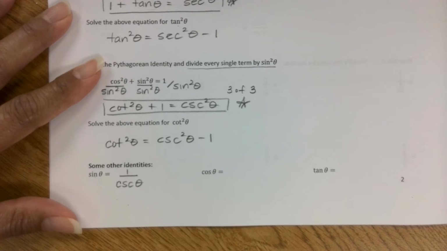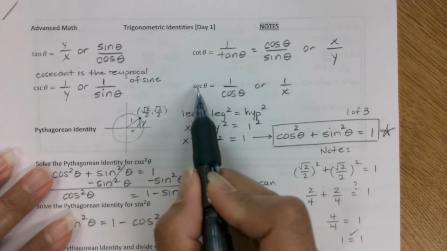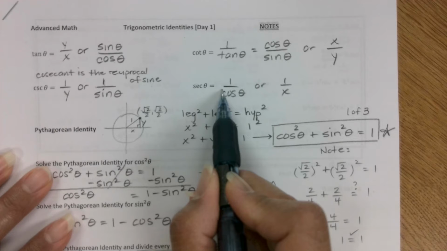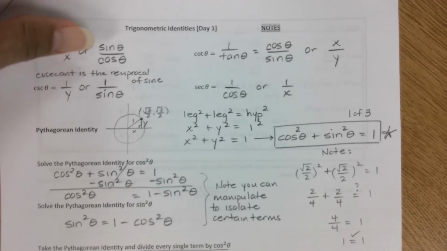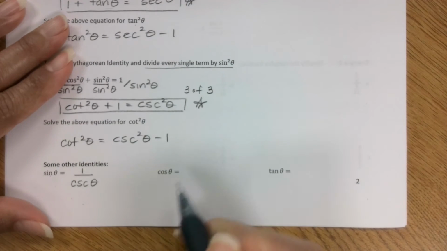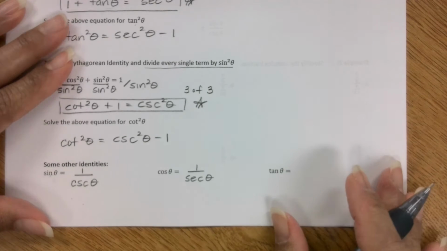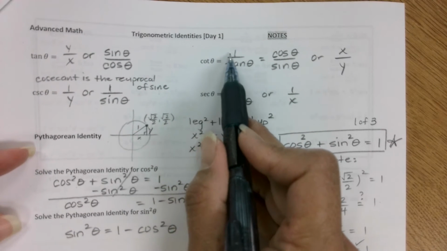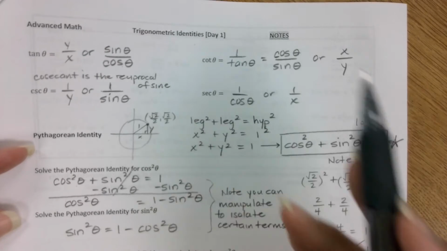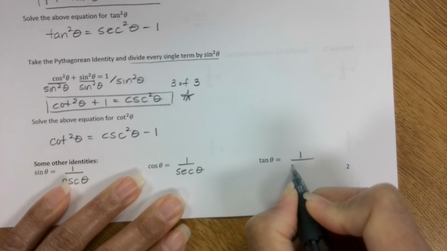So I wanted to introduce you to the flip-flop of what you're seeing at the top of this page. Let's go back to the top. Secant is the reciprocal of cosine. You can also say cosine is the reciprocal of secant. Last one. Cotangent is the reciprocal of tangent. So we can also say tangent is the reciprocal of cotangent.